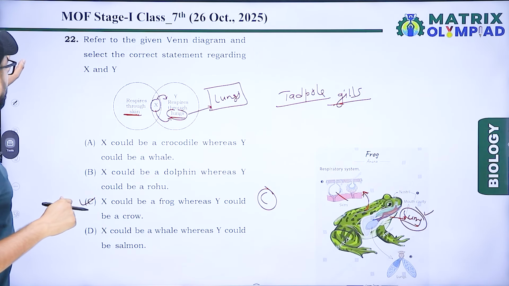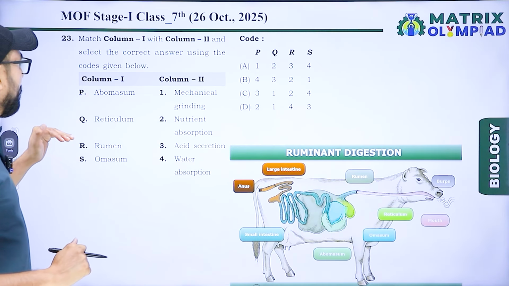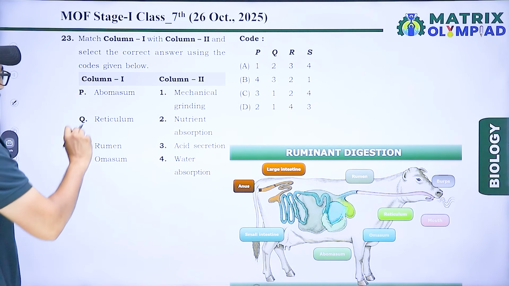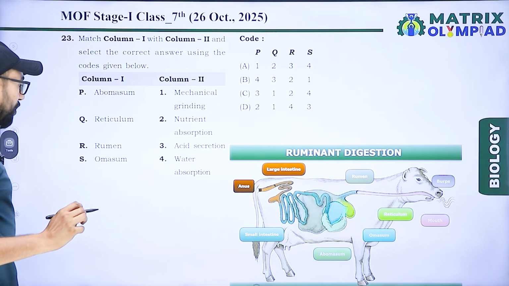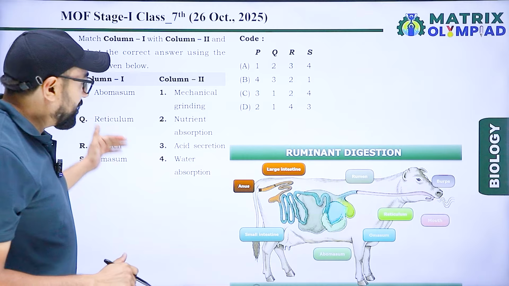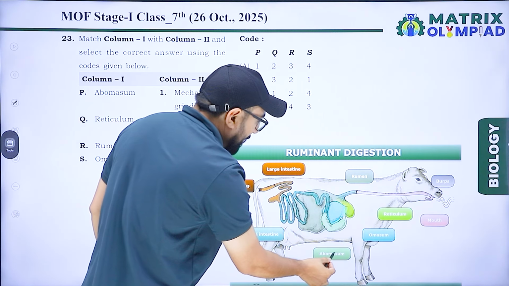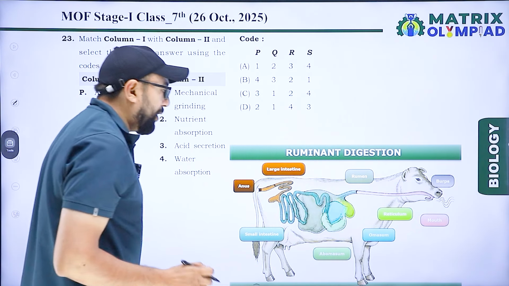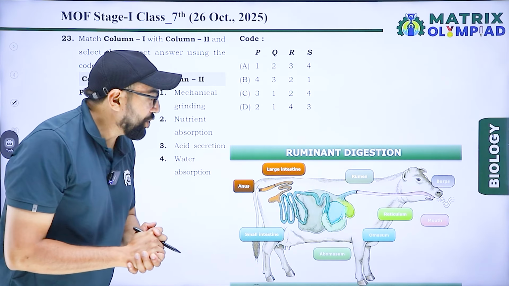Next, match column first and second. Select the correct answer using the code given below. First, P: abomasum, reticulum, rumen and omasum. The ruminant digestive system contains these parts: reticulum, omasum, abomasum, rumen, large intestine, anus and small intestine. These are the parts of ruminant digestion.